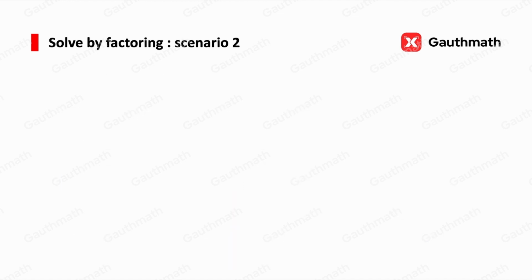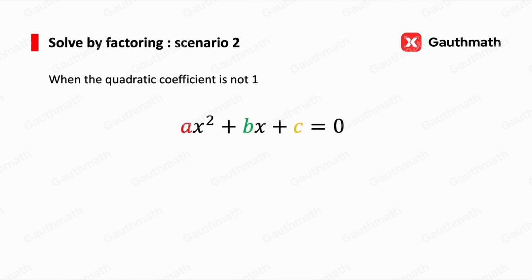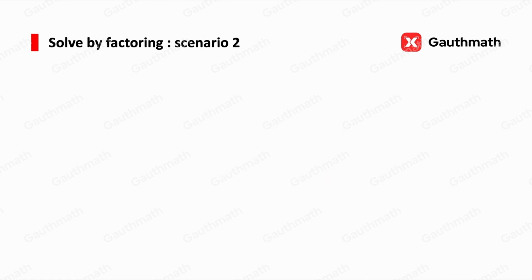Scenario number 2, when the quadratic coefficient is not 1, and the equation is ax squared plus bx plus c equals 0. Now, we still have to find two integers, but their product now equals the product of a and c. And the sum of the two integers is still our linear coefficient, which is b. And we may also see one example here.